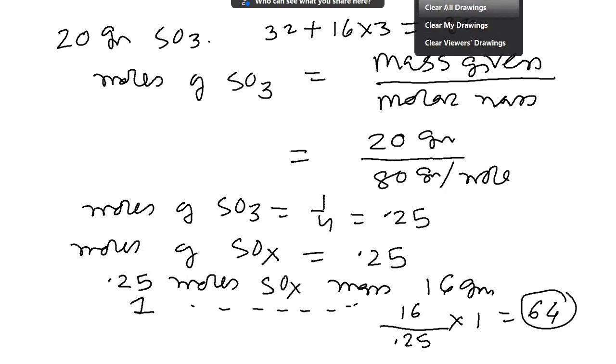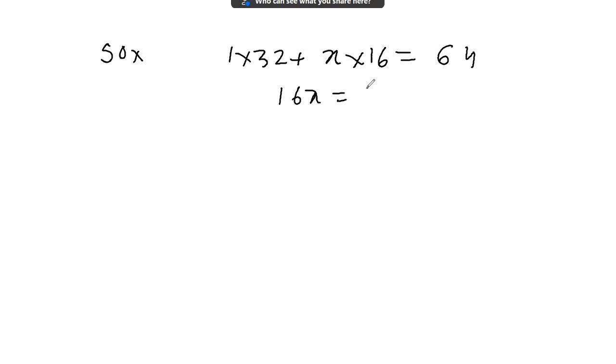Let us first find X. SOX: 1 into 32 plus X into 16 is equal to 64. So 16X is equal to 32. So X is equal to 2. So the compound is SO2.